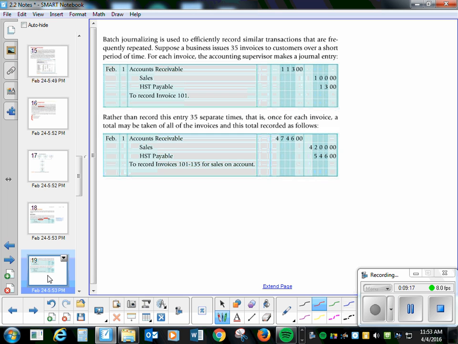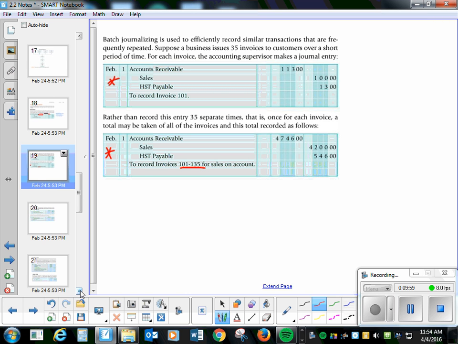Batch journalizing is used to efficiently record similar transactions that are frequently repeated. Suppose a business issues 35 invoices to customers over a short period of time. Without batching, for each invoice, the accounting supervisor makes one journal entry. Here they're showing just one journal entry, and down here they're showing the total: the total in accounts receivable, the total going to sales, and the total going to HST payable. It says here to record invoices 101 to 135. So instead of doing 35 different transactions, they're allowed to batch it together and do only one.